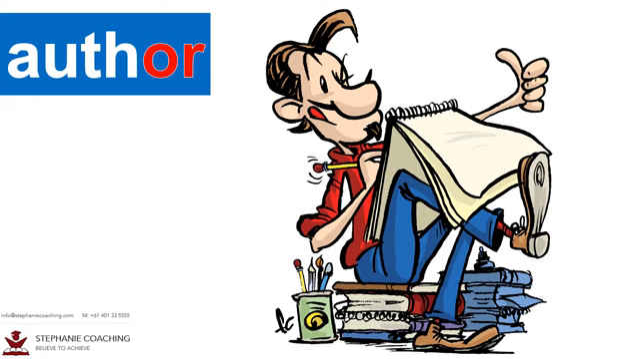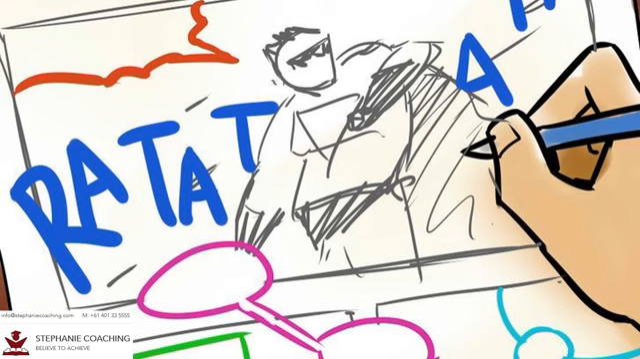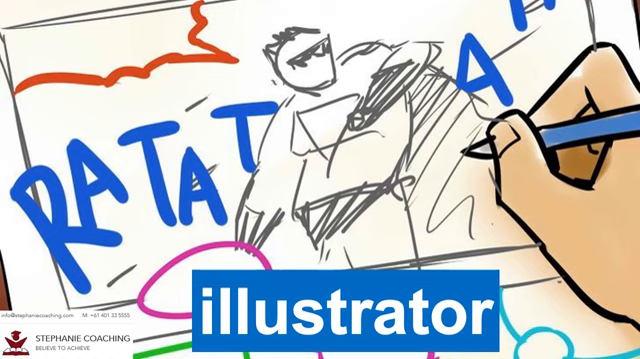Word number 30 is illustrator. An illustrator is a person who draws or creates pictures for books and magazines. Illustrate means to draw, so if a word ends with OR, it is likely that the word is related to a person, such as an illustrator, author, instructor, and doctor.